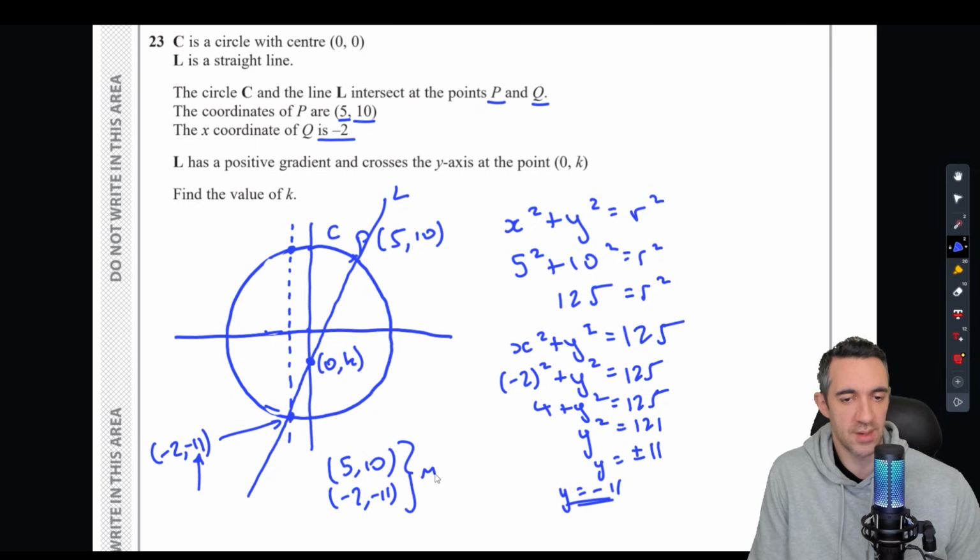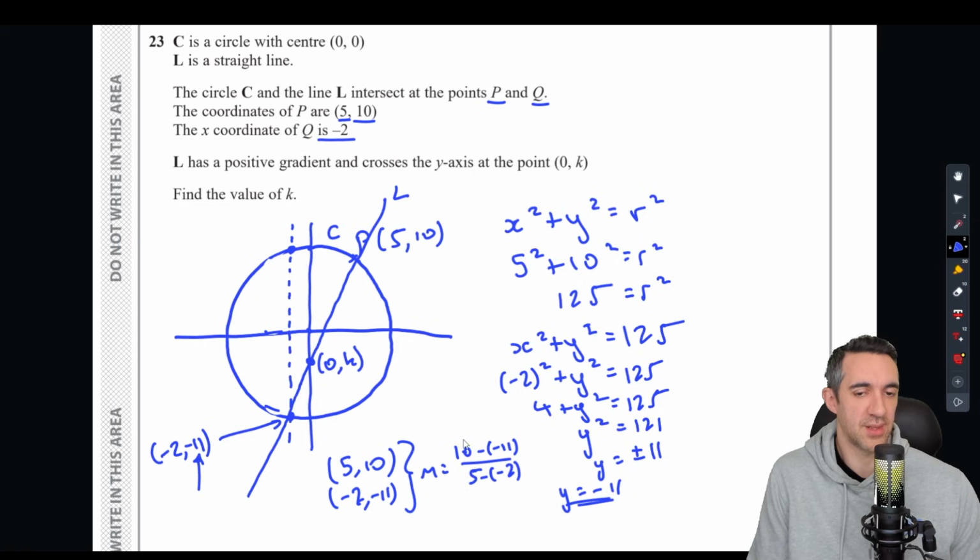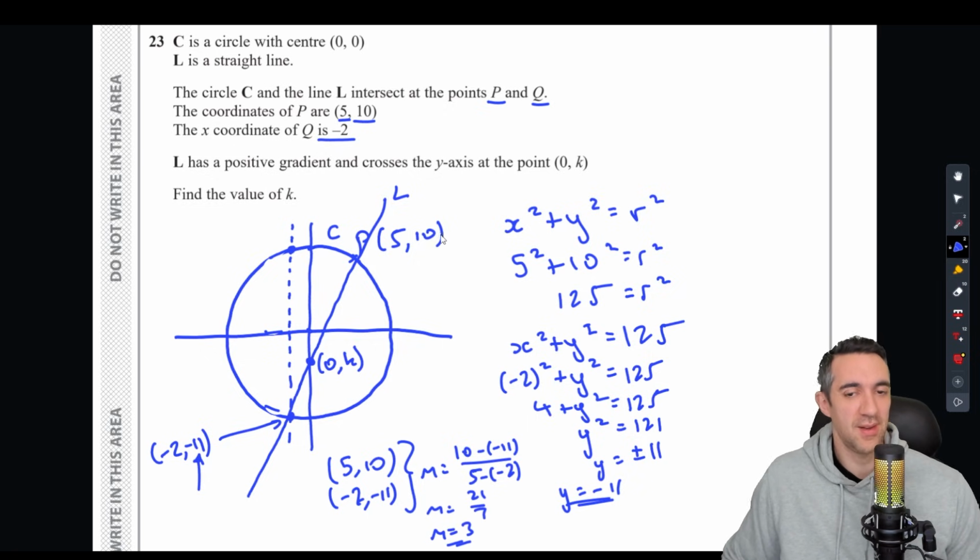So let's do our gradient. m equals, oh, it's not going to be a nice gradient, is it? 10 minus -11, so difference in y, over, oh no, it is going to be a nice gradient. 5 minus -2. Remember, stack your coordinates: 10, 5 on top of each other, -11, -2 on top of each other. And I get 21 over 7. Ah, look, there we go. So m equals 3. Nice.